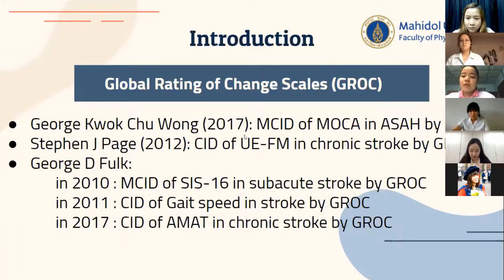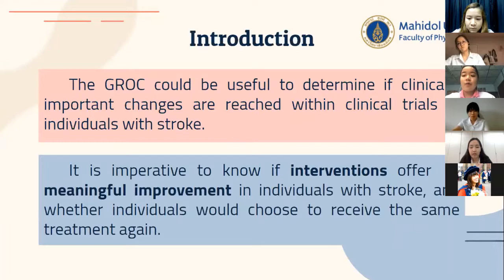It may come from the questionable ability of individuals with stroke to accurately recall and score previous health status, which underpins the principal criticism of the GROC scale. The GROC could be useful to determine if clinically important changes are reached within clinical trials in individuals with stroke. It is imperative to know if interventions offer a meaningful improvement in individuals with stroke and whether individuals would choose to receive the same treatment again.